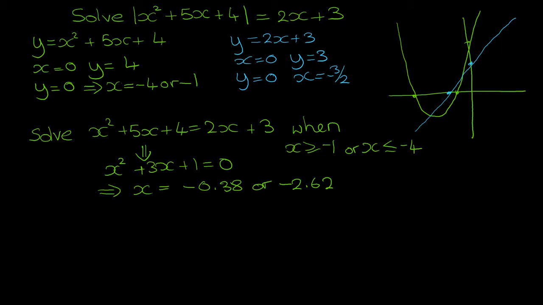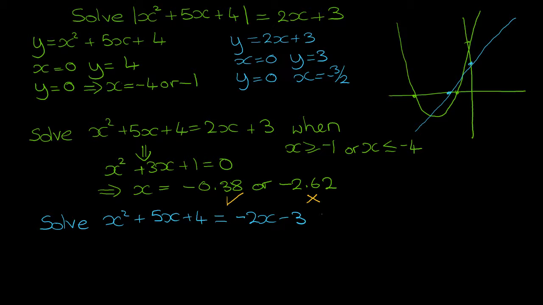So now we need to check that they fit the region. So we've got minus 0.38. That's greater than minus 1, so that's okay. Minus 2.62, however, is not less than minus 4 and it's not greater than minus 1, so that's not valid. Now we're going to solve the negative version, but you'll notice I've been a bit cunning this time. It's often easier to just make the right hand side negative rather than changing the left hand side. It all comes to the same thing eventually.